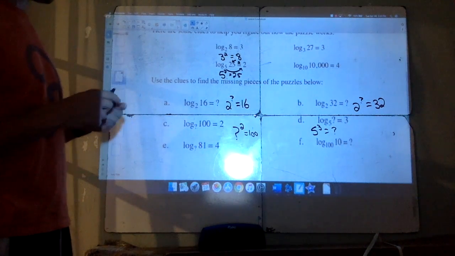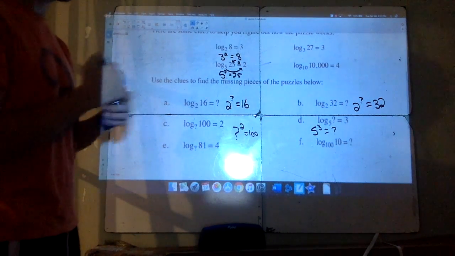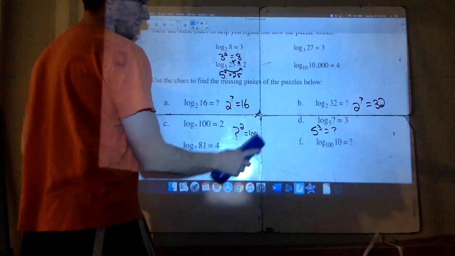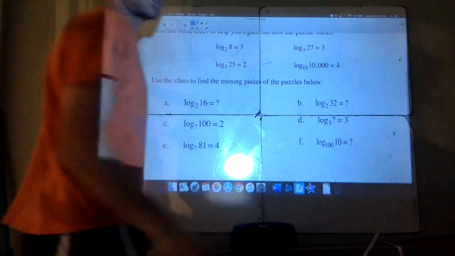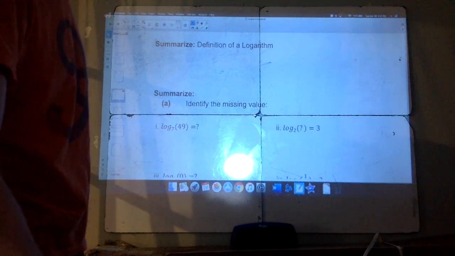And the bottom 2 we've already covered, similar examples, so you can finish those. But that's what a logarithm is. That's the definition of a logarithm. So we're going to use that to solve some algebra.